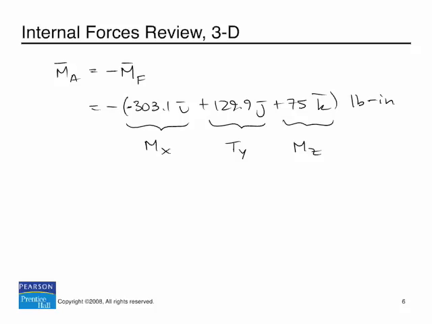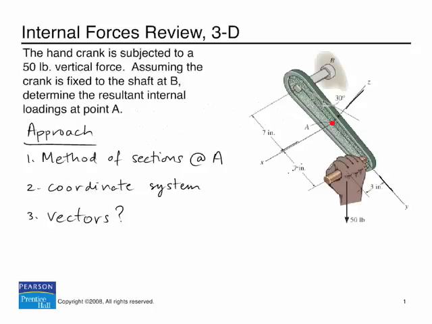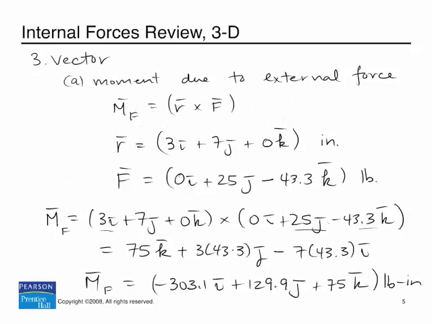So a quick review is we did this 3D problem by doing a method of sections at A and considering the coordinate system, and in particular we did a series of 2D projections. And then we also showed the interpretation which used the vectors, which constructed the r cross F moment vector due to the external force, and equated that to the moment at A.